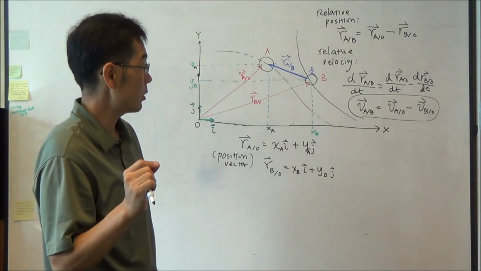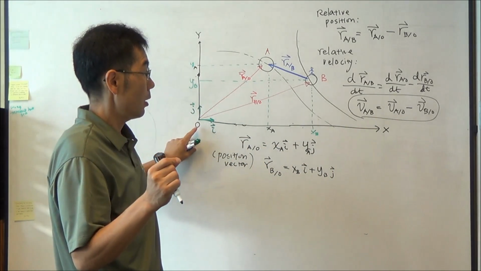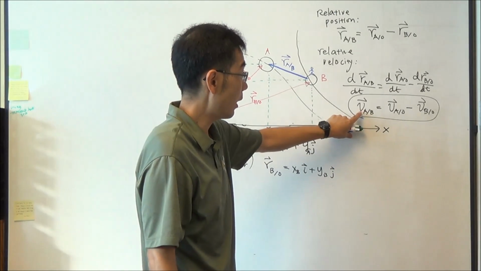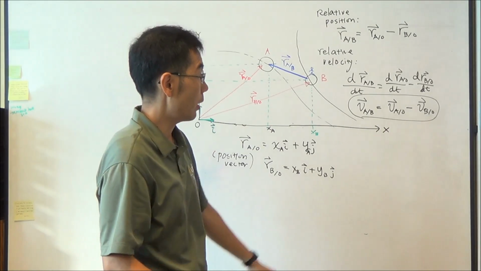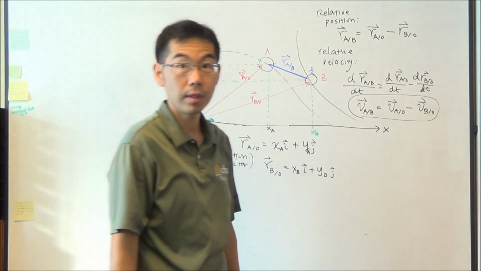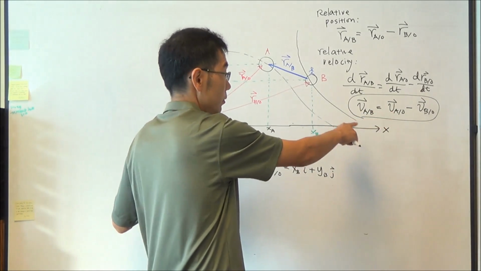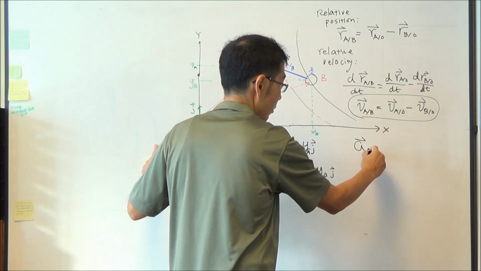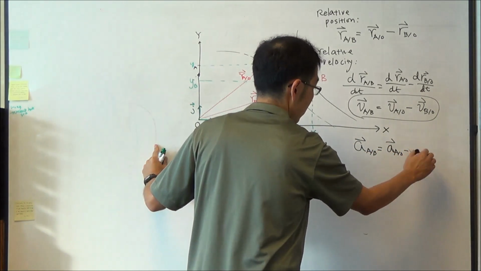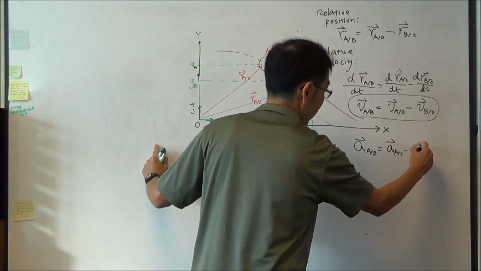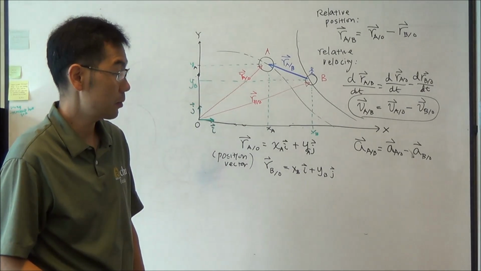So if you measure the velocity of A and B with respect to the origin, then the relative velocity of A with respect to any position is simply calculated by velocity of A minus velocity of B. Then acceleration as well. If you take a derivative of this one, the relative acceleration is equal to a_A minus a_B. That's the relative acceleration. It's very simple concepts.